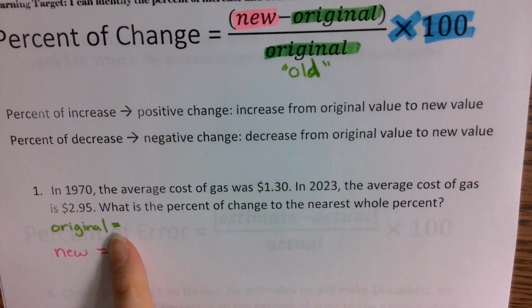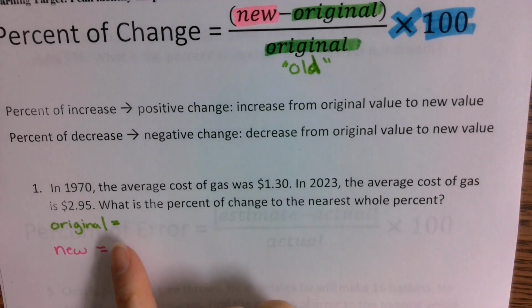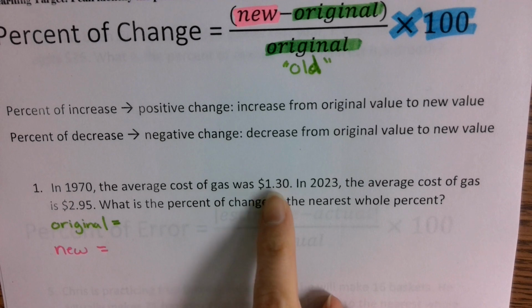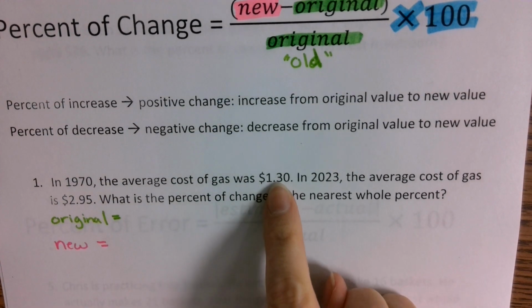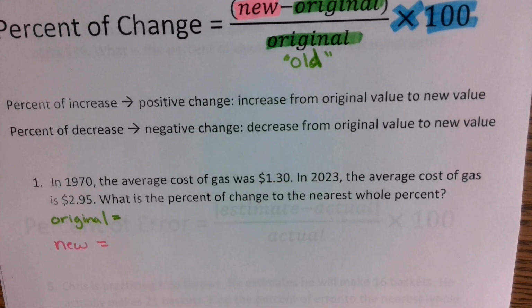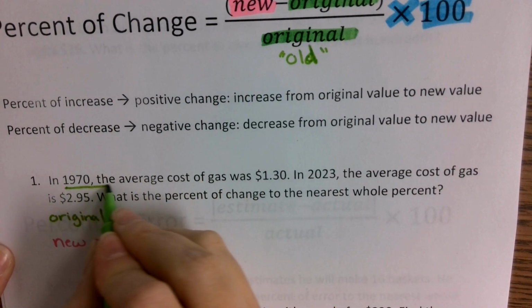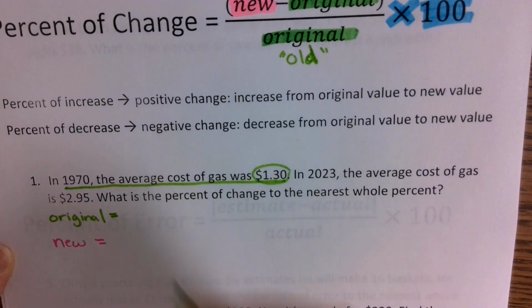Let's first identify which one of those values represents the original and which one represents the new. So we're talking about the price change, how the price is changing. So $1.30, is $1.30 an old price or a new price? An old. Right? It took place in 1970. That's old. So $1.30 is going to represent our original.